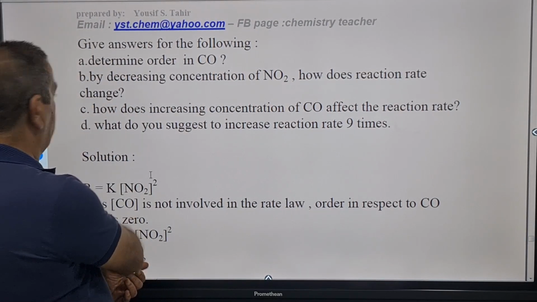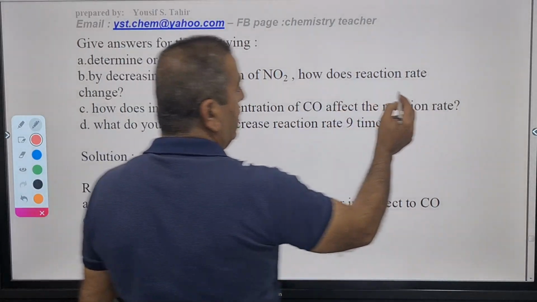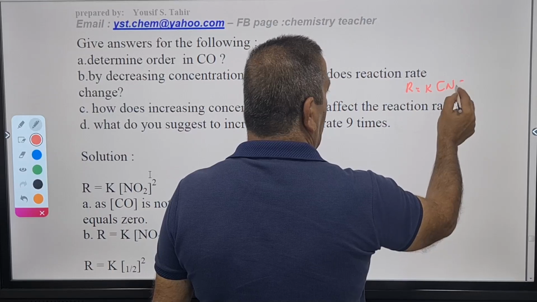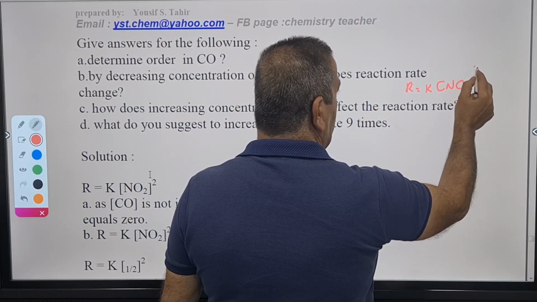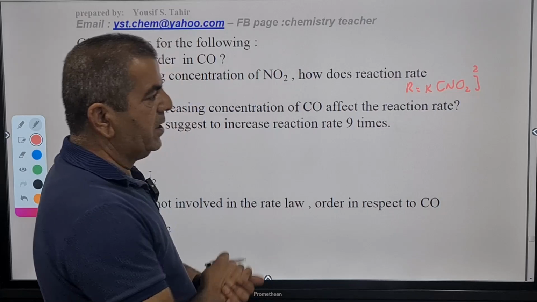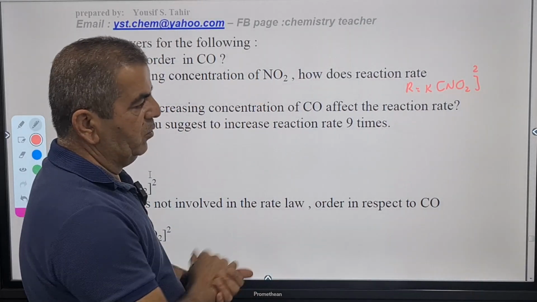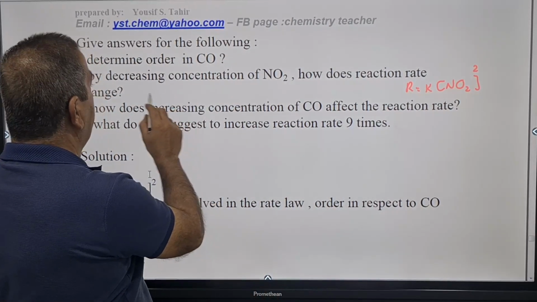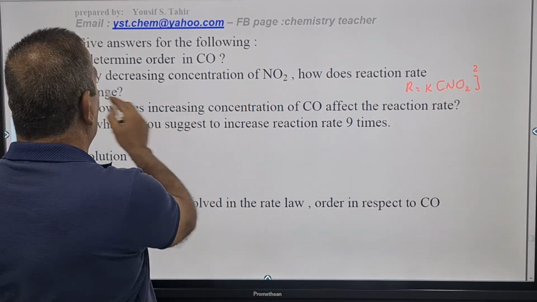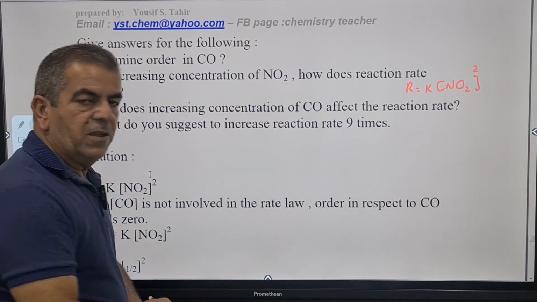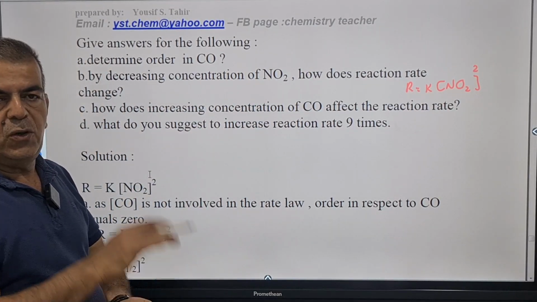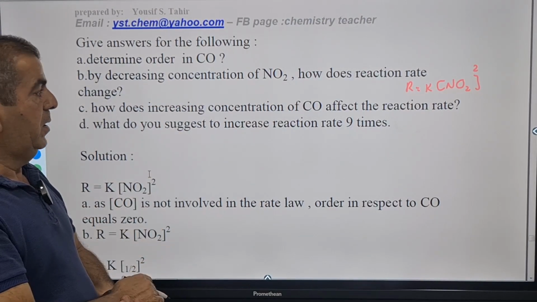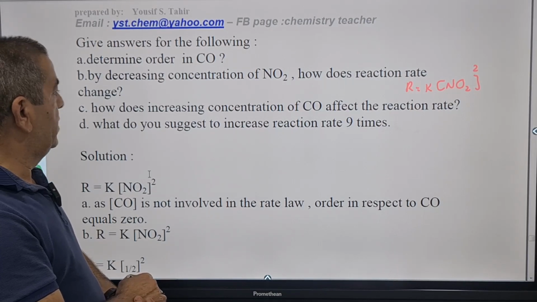the reaction rate R equals K times NO2, and the power is square. Because K is constant, we're going to remove the K. We will say R equals, the question says B, by decreasing NO2, of course, the reaction rate also will decrease. Increasing NO2 increases the rate, decreasing NO2 also decreases the rate.